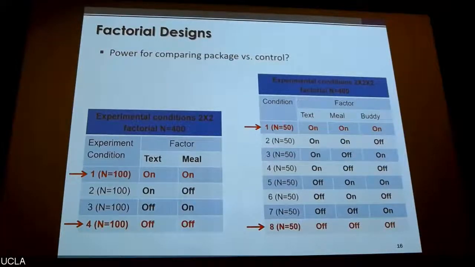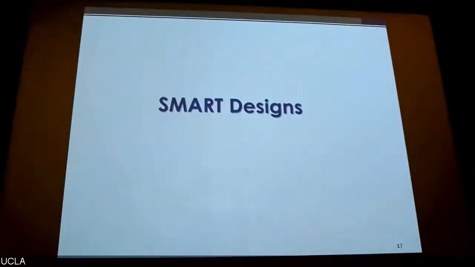If your primary interest is in comparing individual cells, like the entire package versus control, I would not recommend that you go with a Factorial Design. I would recommend that you go with an RCT, because it means that your primary scientific question is not about the selection of components. It's about the comparison of the entire package versus control, or whatever comparison you're interested in. Does it make sense? Okay, always start with your scientific question.